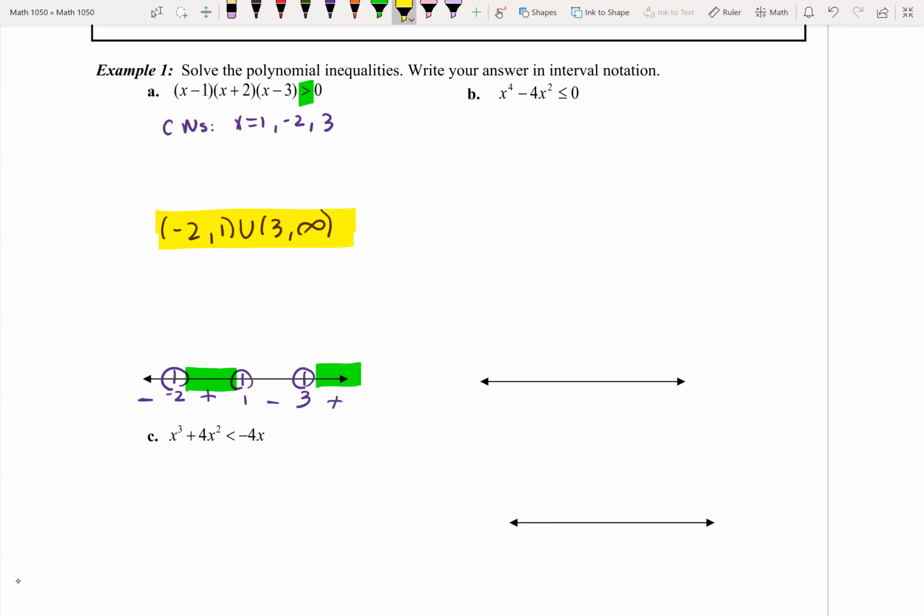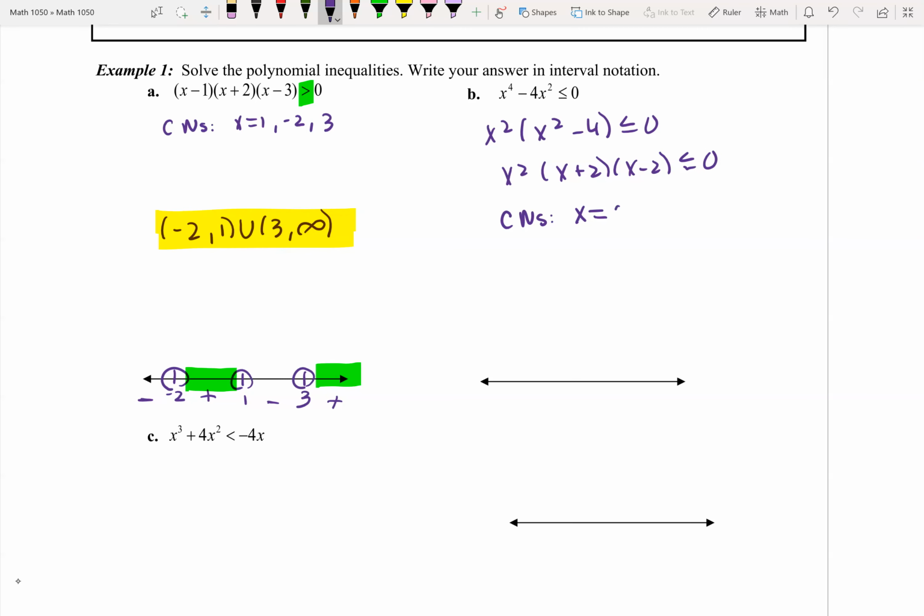Okay. Question B, step 1, get your 0, done. Step 2, factor. So I can take out an x squared. When I do, I'm left with x squared minus 4, and then x squared minus 4 factors into x plus 2 times x minus 2. Okay. So biggest exponent is a 4. So I should have 4 critical numbers.